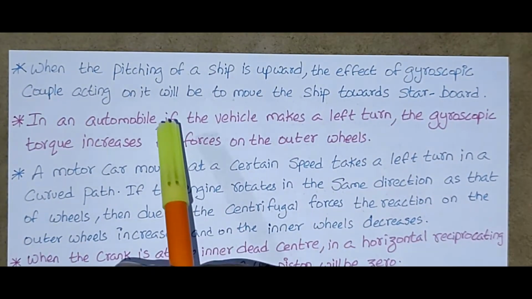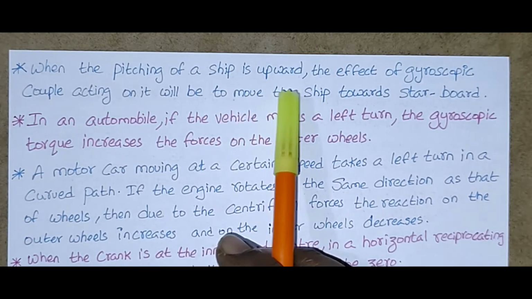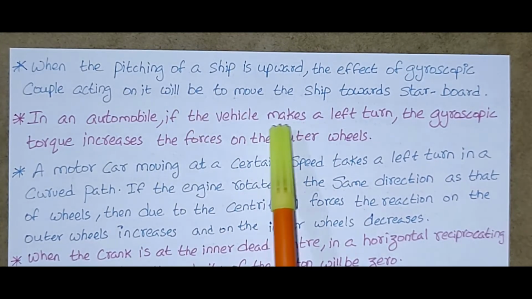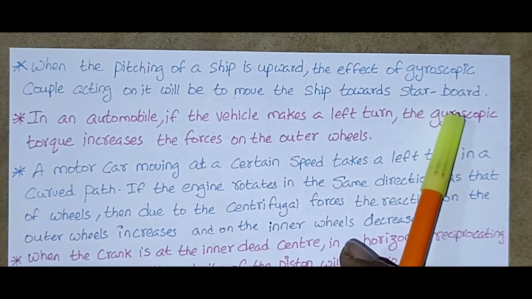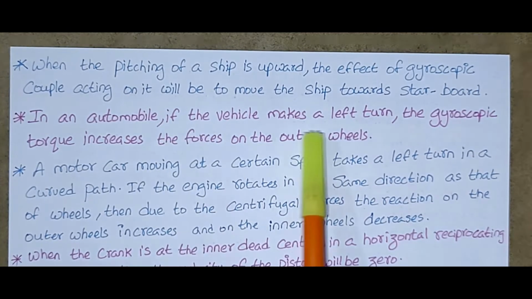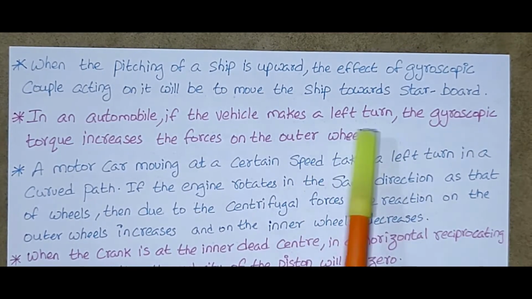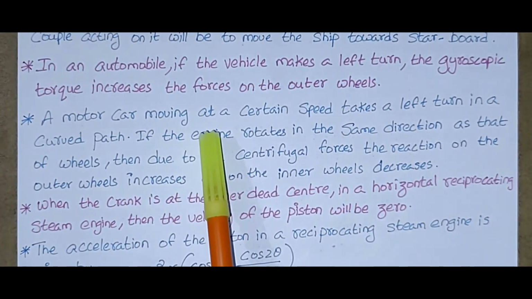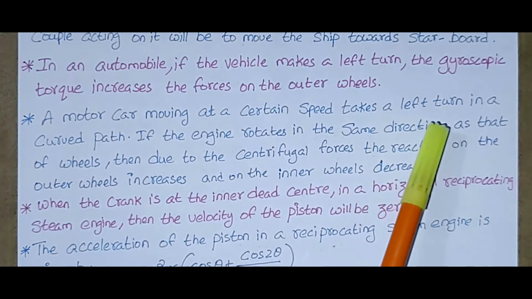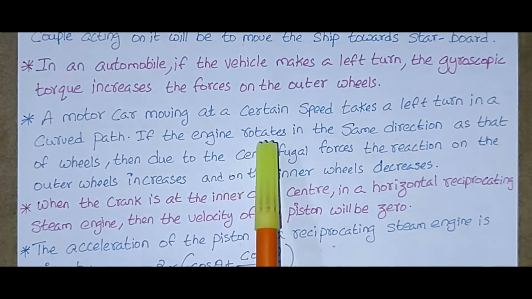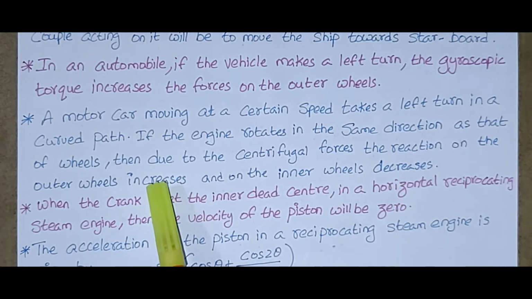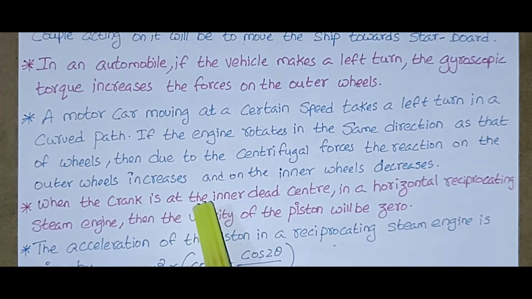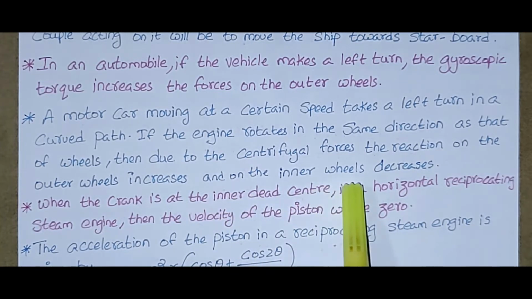Okay, when the pitching of a ship is upward, the effect of gyroscopic couple acting on it will be to move the ship towards starboard. In an automobile, if the vehicle makes a left turn, the gyroscopic torque increases the forces on the outer wheels. A motor car moving at a certain speed takes a left turn in a curved path. If the engine rotates in the same direction as that of wheels, then due to the centrifugal forces, the reaction on the outer wheels increases and on the inner wheels decreases.